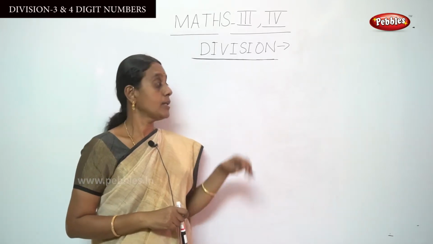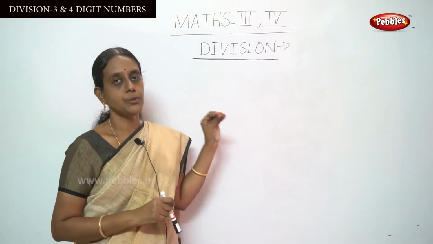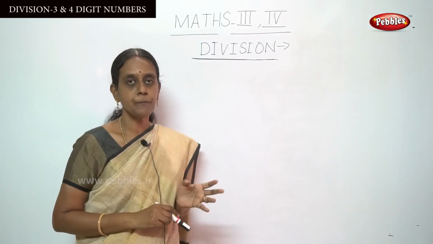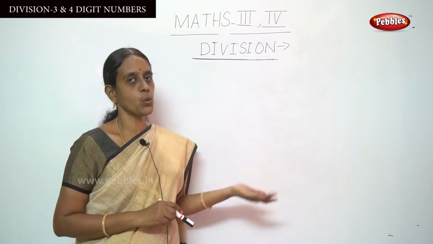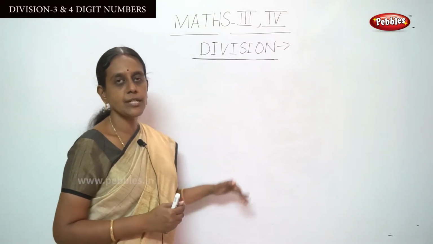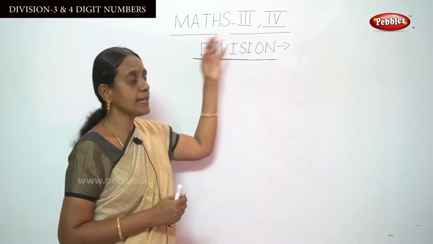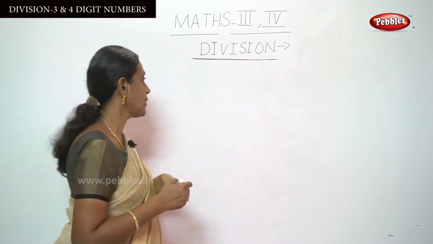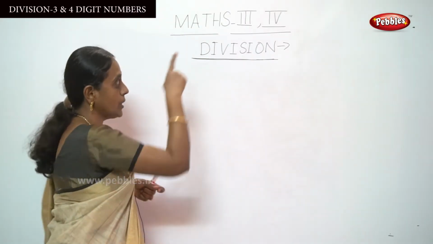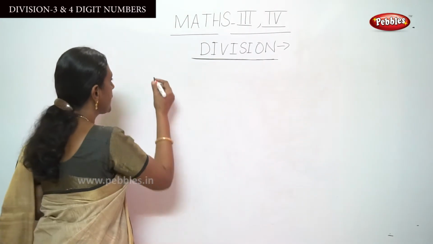Dear children, now we are going to do division sums, that is a 3-digit number divided by the divisors 2, 3 and 5. How to do the long division method for your grade level, 3rd standard. I am going to explain a few example sums by doing the division sum.